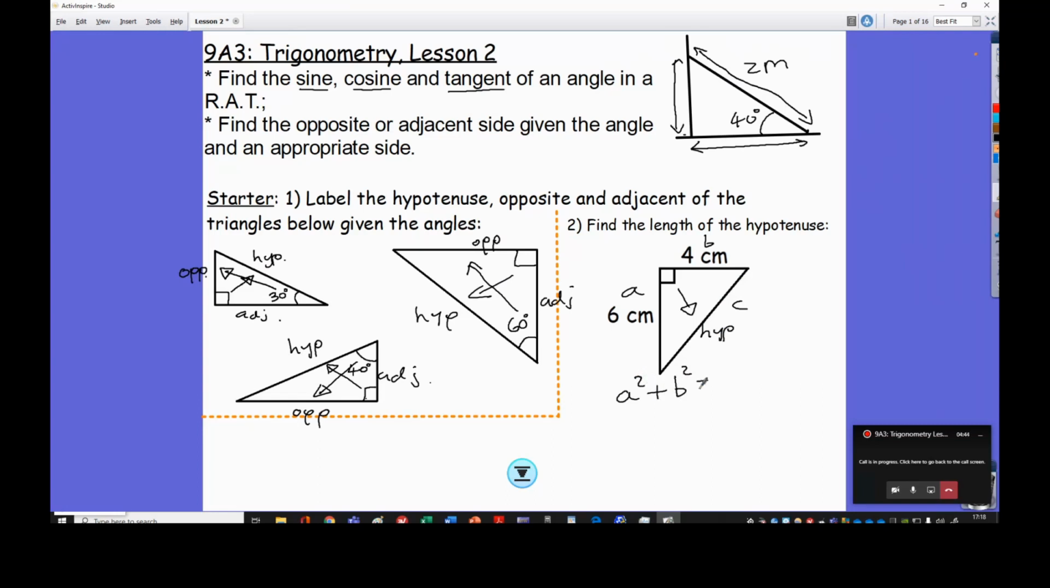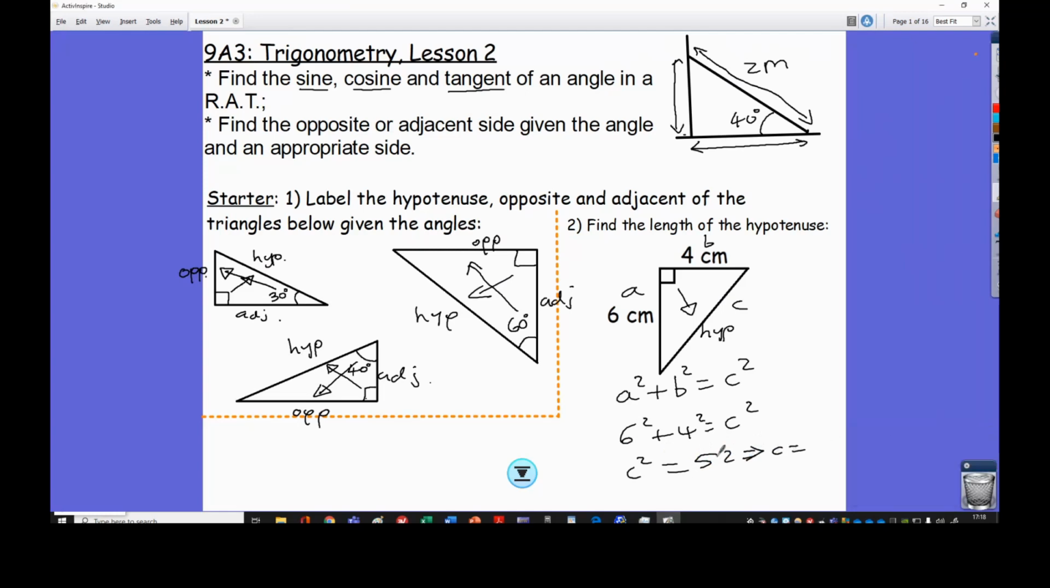Pythagoras' theorem says A squared plus B squared is equal to C squared. Then I can substitute in 6 squared plus 4 squared is equal to C squared, which means that C squared is going to be 36 plus 16, which is going to be 52, which means that C is the square root of 52, which to 2 decimal places we'll say is going to be 7.21 centimeters. So all that should be quite straightforward. If it isn't, have a look at the previous video again to refresh your memory.